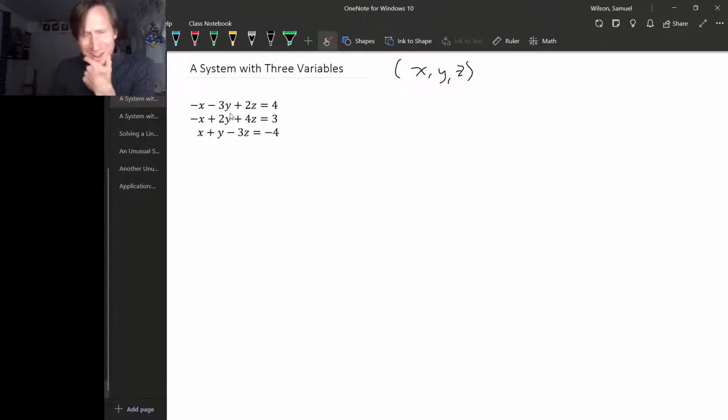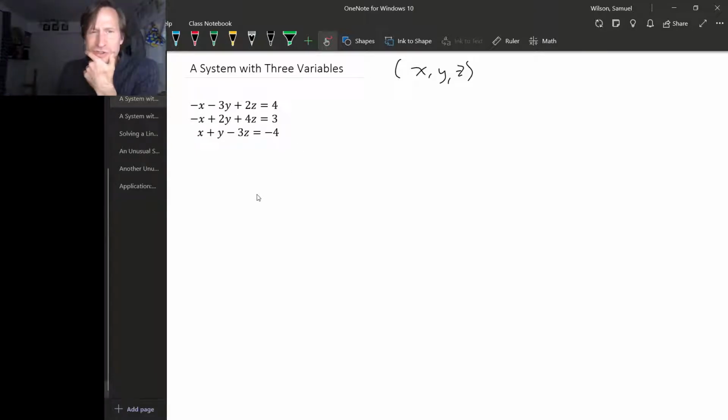Well, this looks a lot like the two-equation, two-variable system. It's just that it's a little bigger, so we could try the same tricks. We could do substitution. We could solve one of these equations for one of the variables and then plug that into the other equations. And we could also try elimination. We could try adding multiples of equations to other equations to get variables to cancel. So let's try substitution first.